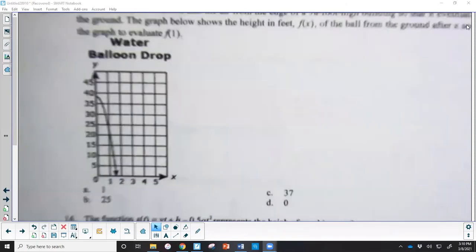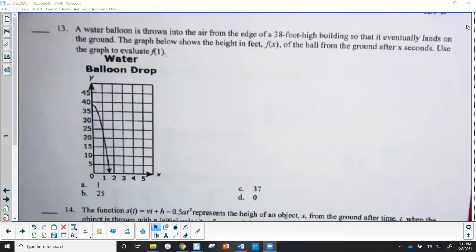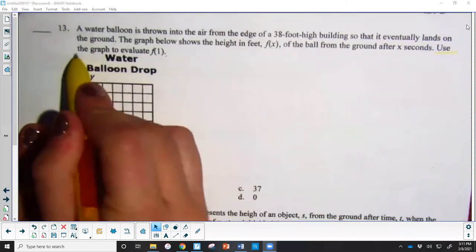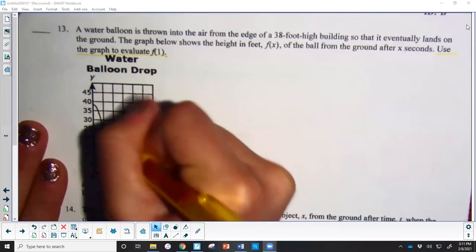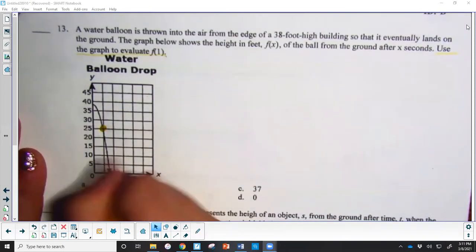All right. Number 13. I don't want to read this one because words hurt my eyes. So I'm going to look at what the question says. It says, use the graph to evaluate f of 1. So f of 1 is right here. What is the y value here? My y value is 25. B.